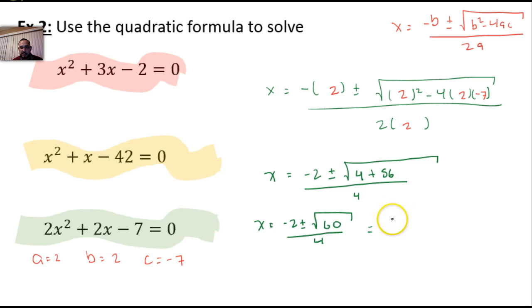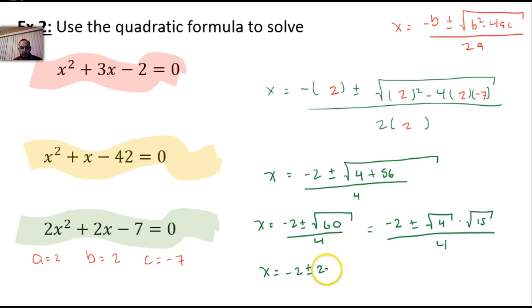And this is actually going to give us negative 2 plus or minus the square root of 4 times the square root of 15 all over 4. And again, all I did here is show you guys that product property rule that we learned from the previous lessons. So we're going to go ahead and simplify this. We know what the square root of 4 is. That's just 2. So what we are left with is negative 2 plus or minus 2 root 15 all over 4. This can still be simplified just a little bit further.